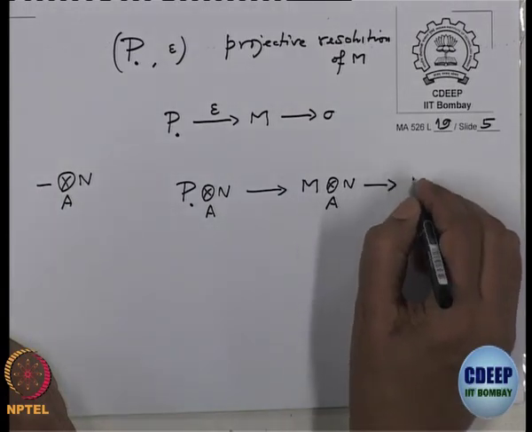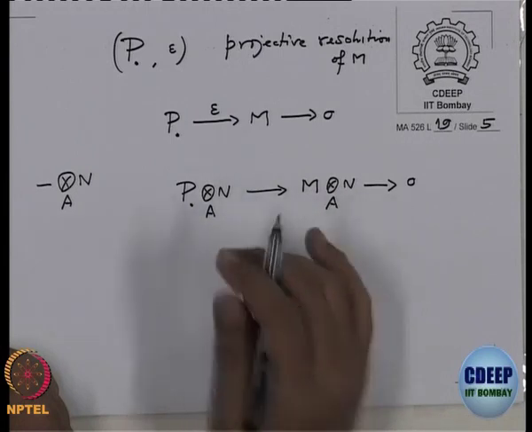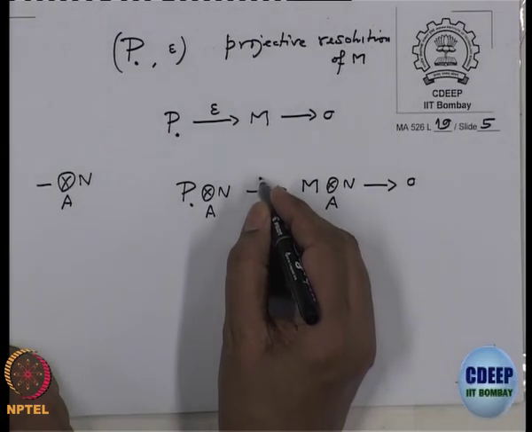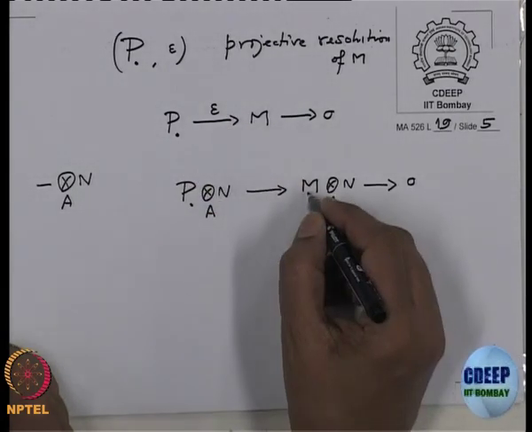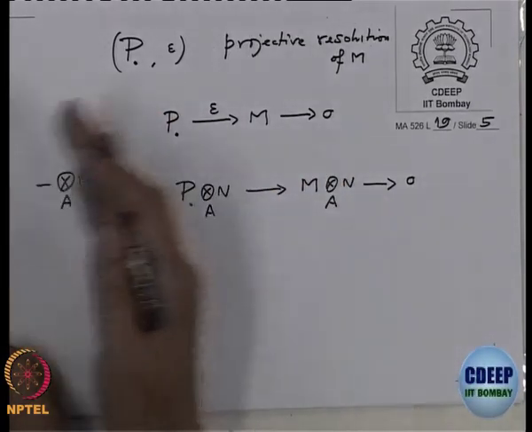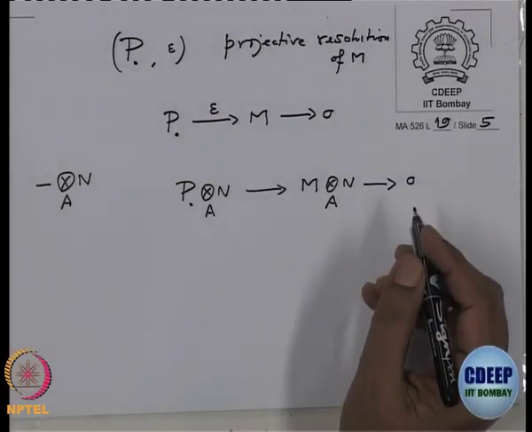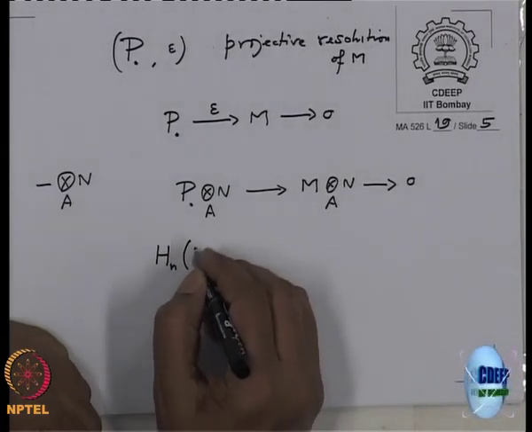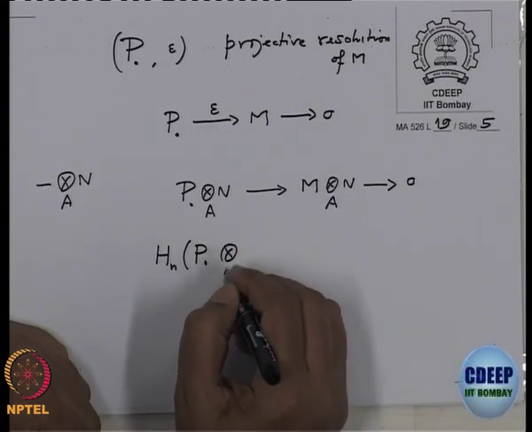And this part will remain exact because tensor is right exact. So, the surjectivity will be kept. When I tensor from P0 tensor N to M tensor N, that part will remain exact. Earlier it may not remain exact. So, when I take the homology there, H n of P dot tensor over A N.